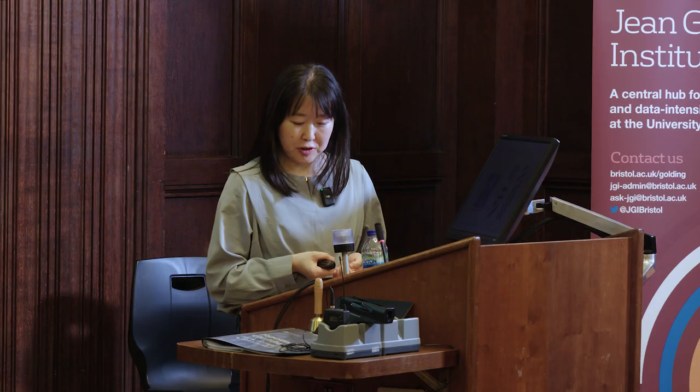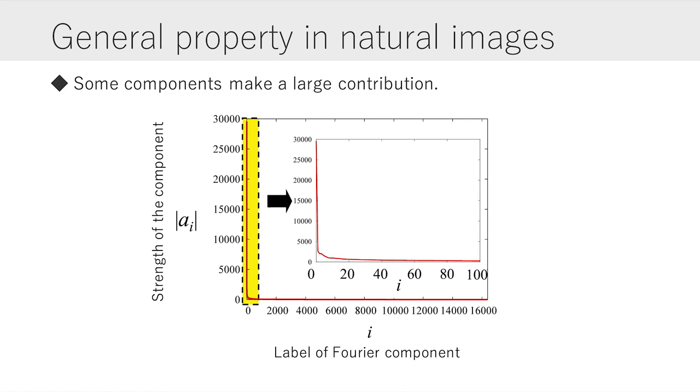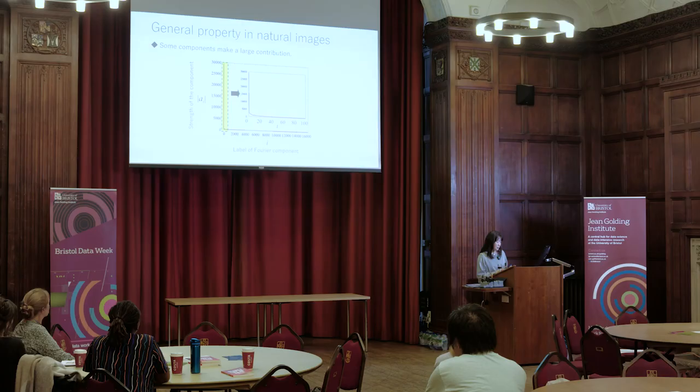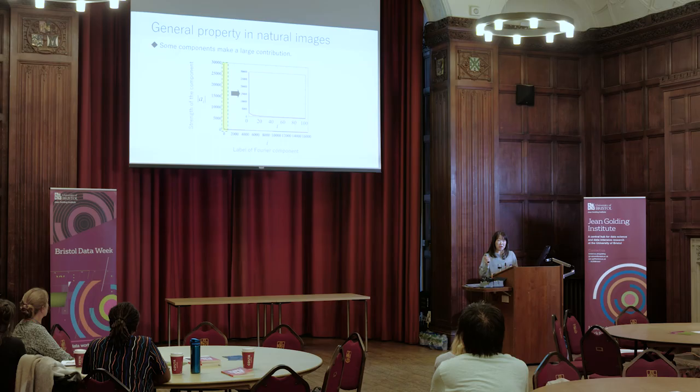Of course, the values of the components depend on the image we consider. But there is an interesting and universal property in these coefficients. This figure shows the distribution of coefficients. Here, the horizontal axis is the level of the Fourier component, where I ordered the Fourier components in decreasing order of their absolute value. The vertical axis is the strength of the component. In the inset, I magnified this figure around 0 to 100. This figure means that some of the components have quite a large contribution to express the image, but most components are not important, as they have a small contribution, almost zero.